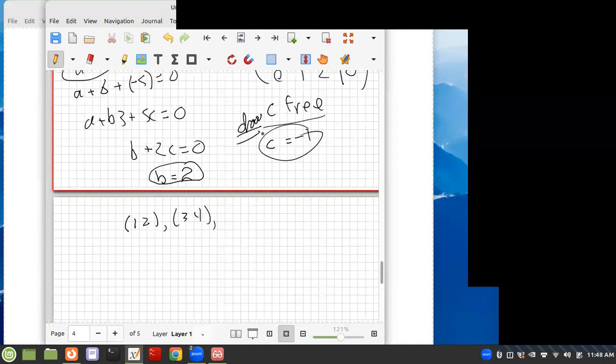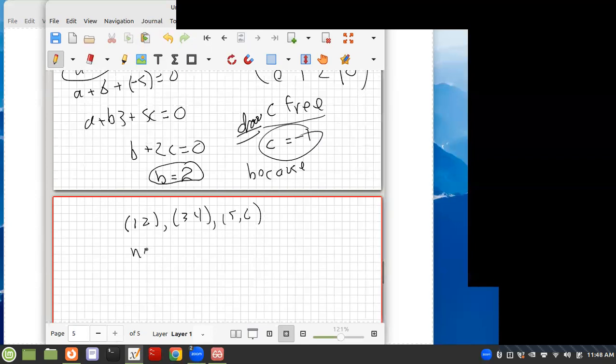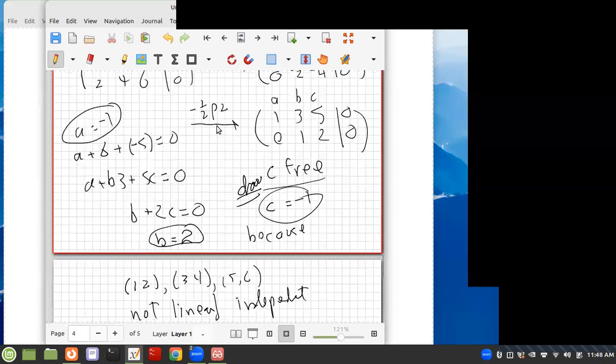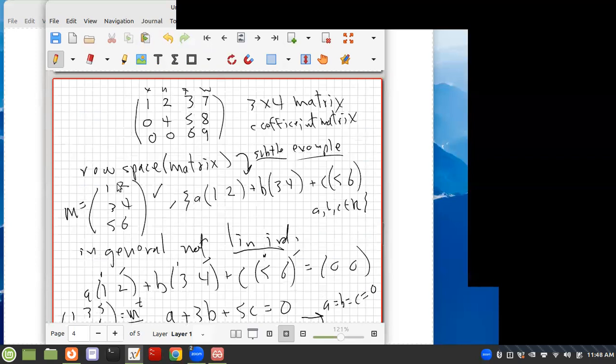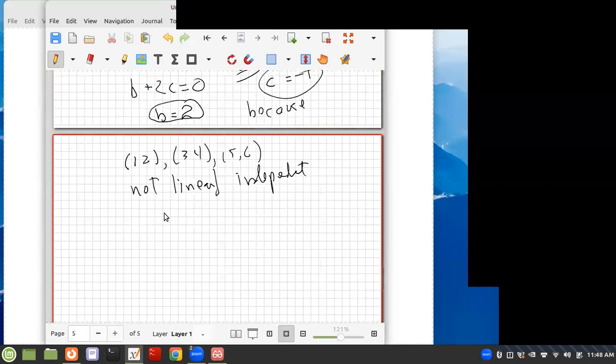Okay. If you have a free variable, you can choose it because it's free. That's the point. If it wasn't free, you couldn't choose it. So if it wasn't free, it might be forced to be 0. Okay, so then this set is not linearly independent, okay? So that shows that these rows are not linearly independent.